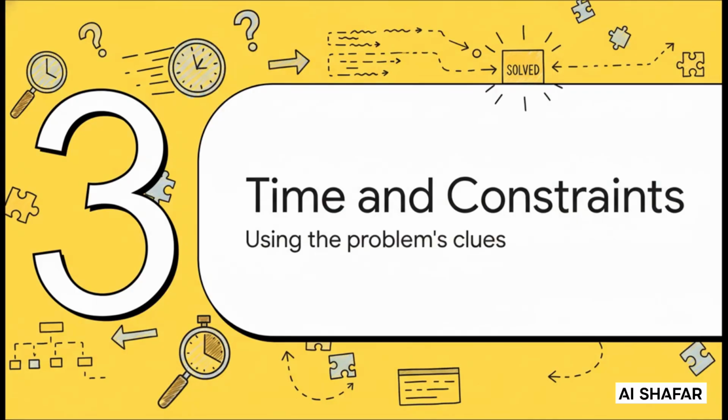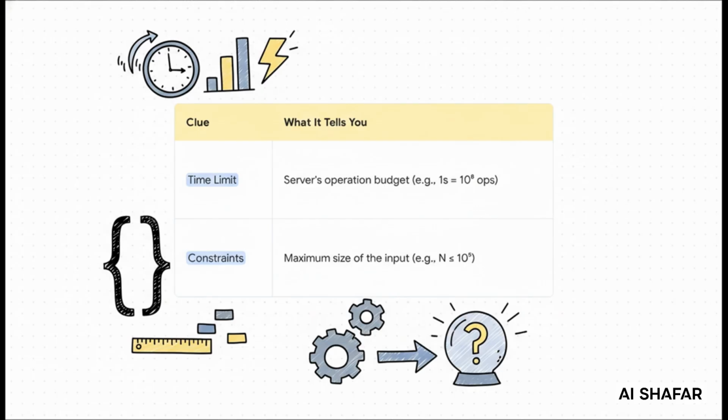Okay, so this is where it all clicks into place. Every single coding problem actually gives you all of the information you need to avoid a TLE. You just have to know how to read the clues. And there are two main clues. First, you have the time limit. That tells you your total budget. 1 second, okay, that's a 10 to the power of 8 operation budget. The second clue is the constraints. This tells you the maximum possible size of the input, which we usually call n. You put these two pieces of information together, and you can literally predict if your code will pass or fail.